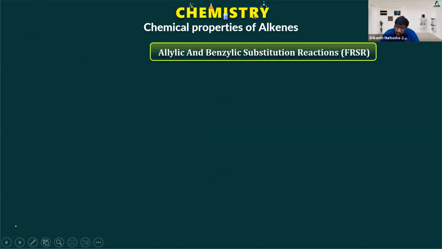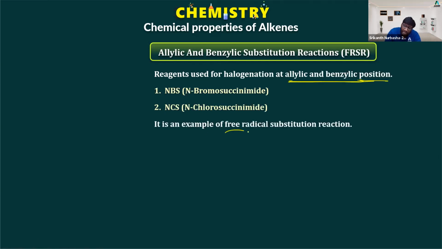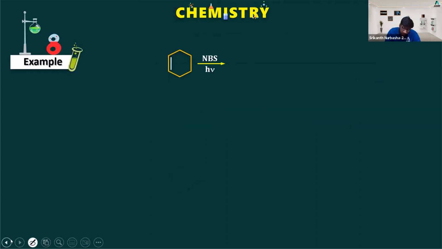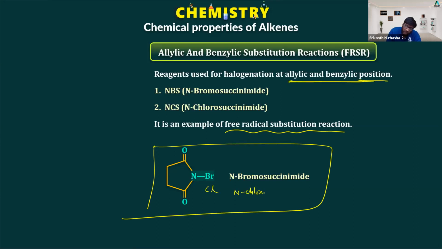Allylic and benzylic substitution reactions are free radical substitution reactions, and they happen with NBS and NCS. Reagents used for halogenation at allylic and benzylic positions are NBS, N-bromosuccinimide, and NCS, N-chlorosuccinimide. It is an example of a free radical substitution reaction. So NBS has this structure: C double bond O, C double bond O, N-Br. This is your NBS. N-chlorosuccinimide means if you have chlorine. It is also proceeding via the free radical path.